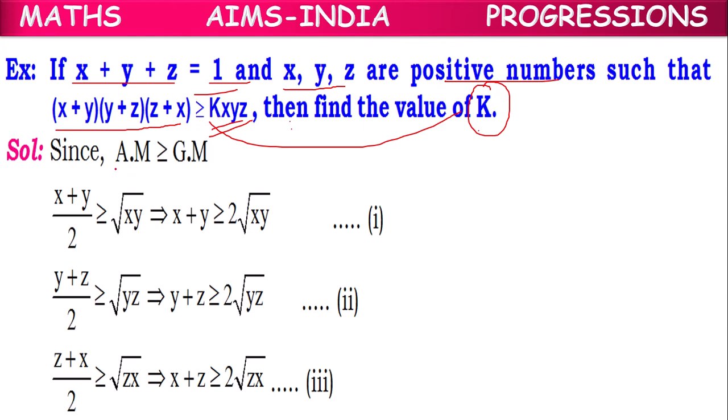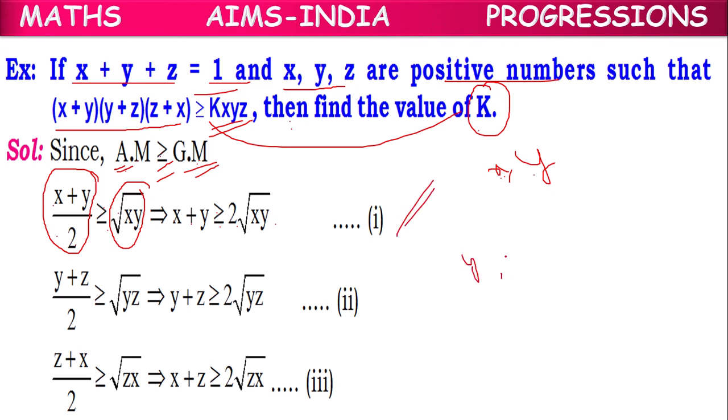So we know that arithmetic mean is always greater than or equal to geometric mean. If you take two values, x comma y, their arithmetic mean is (x plus y) by 2. Their geometric mean is root of xy. But arithmetic mean is always greater than or equal to geometric mean. So (x plus y) by 2 is greater than or equal to root xy, or this 2 comes this side, x plus y greater than or equal to 2 root xy. We will get one equation.